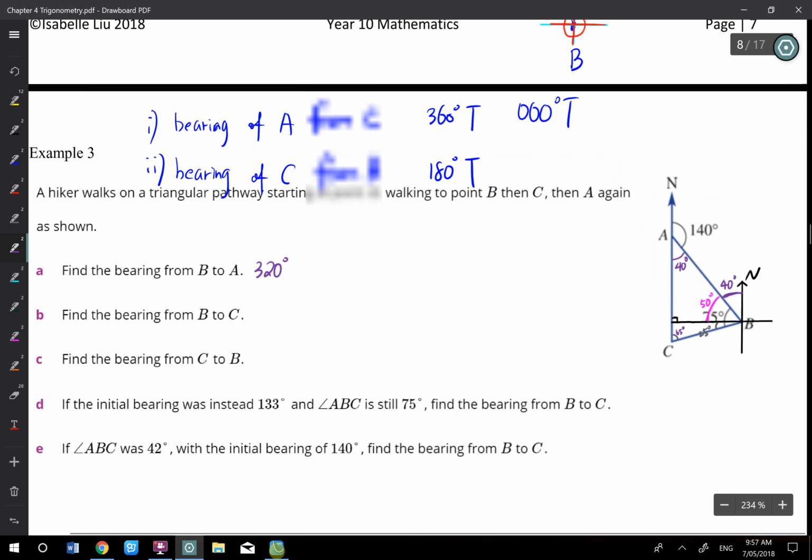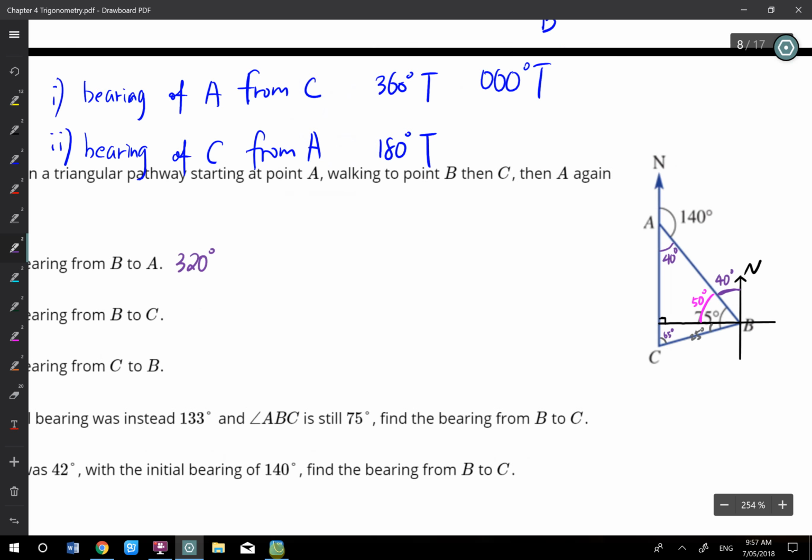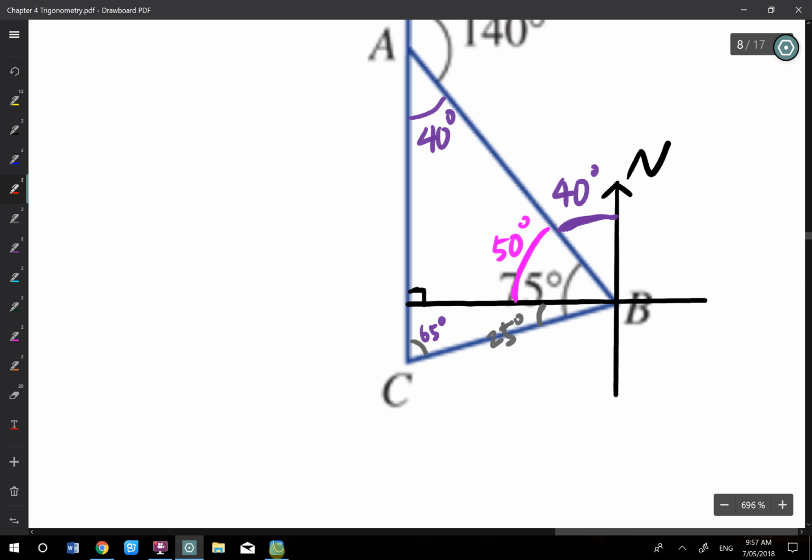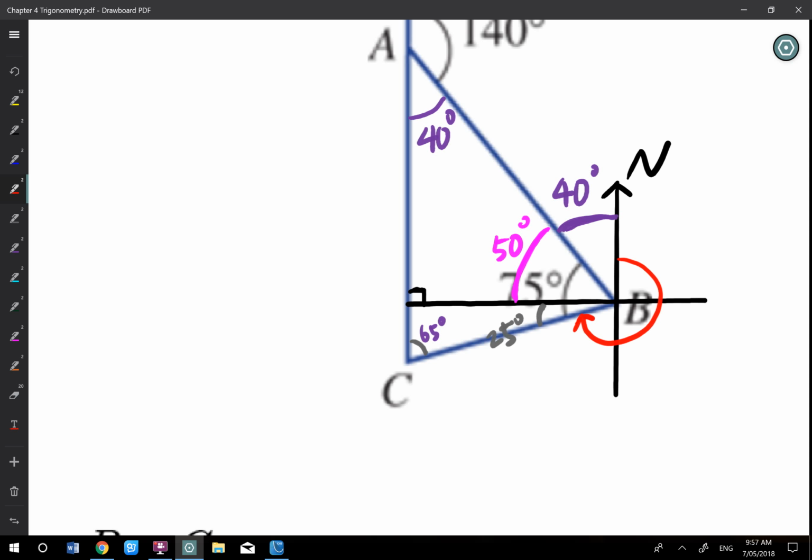So what's the bearing from B to C? Okay, from B to C. So I will connect BC. So it will be this angle here. What do you think the size of this angle should be?